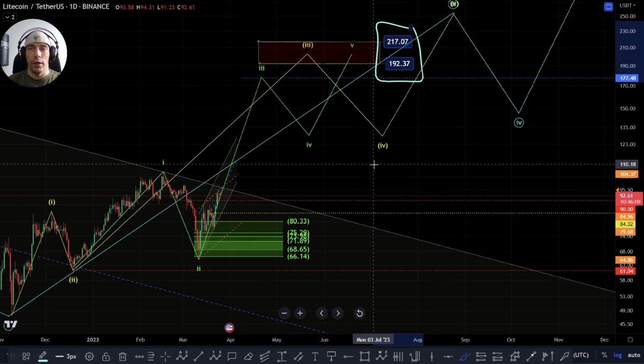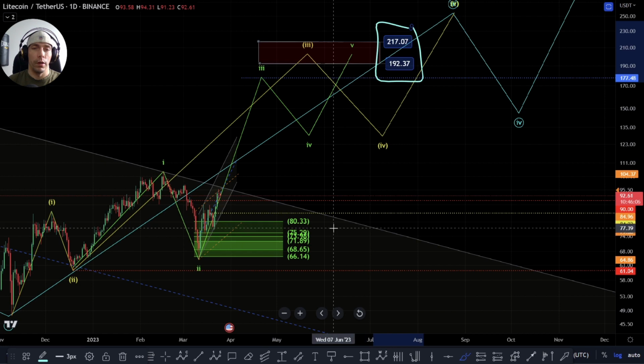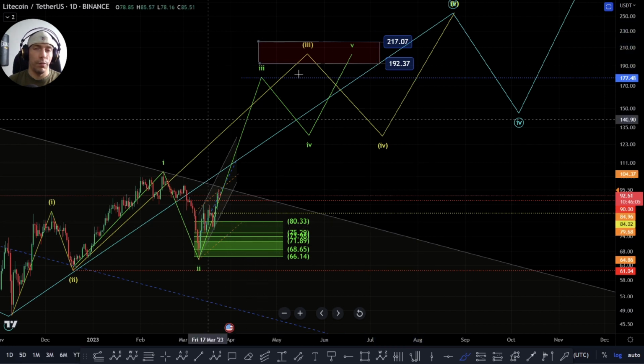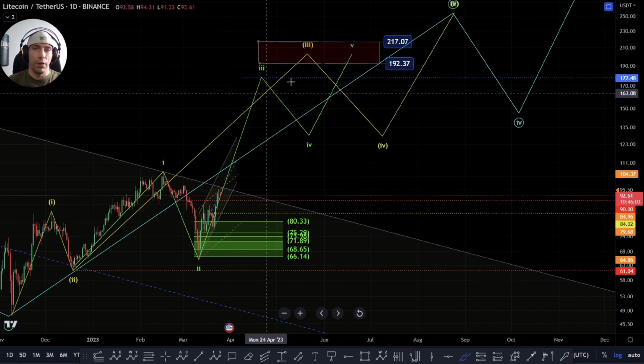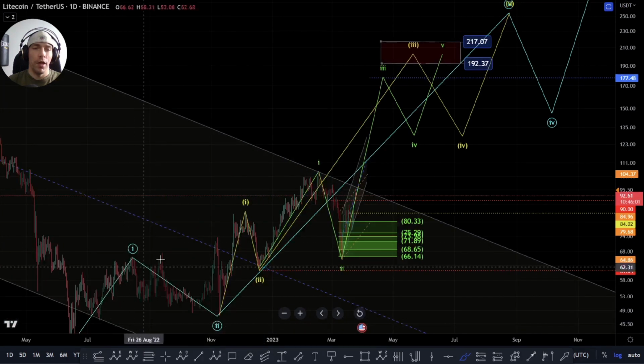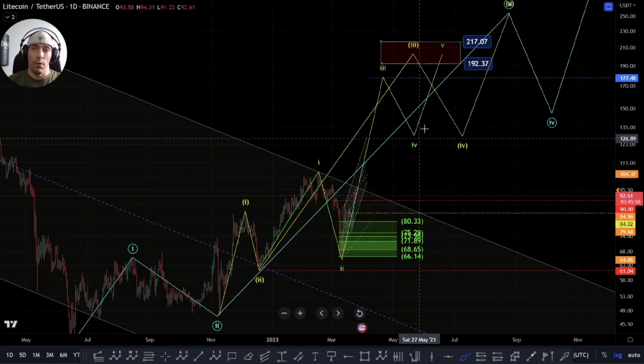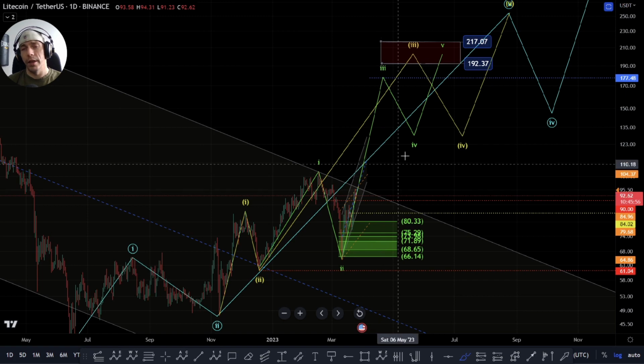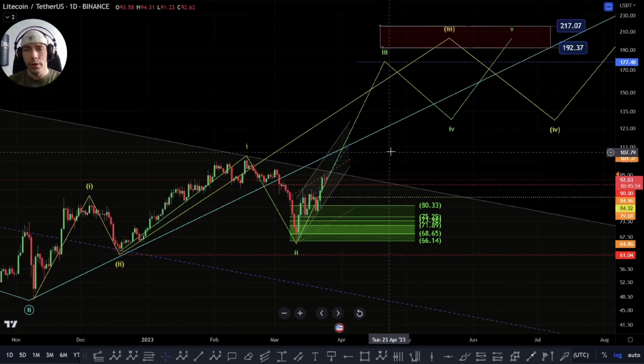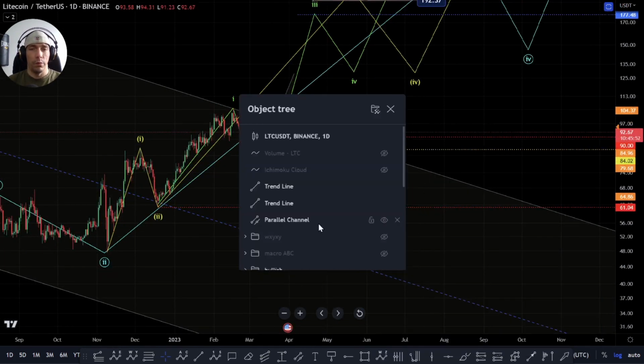Potentially, it could actually look to take us into this 217 to this 192 range. So there's a lot that needs to happen for us to get there, though. This is just speculation at this point. We don't have enough structure. And the more ones and twos we count in a row like this, the less likely it becomes. So let's get down into smaller counts now.